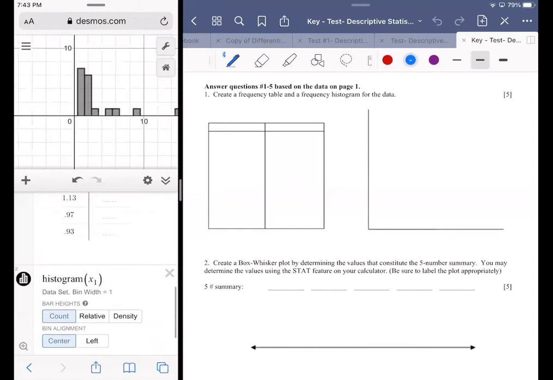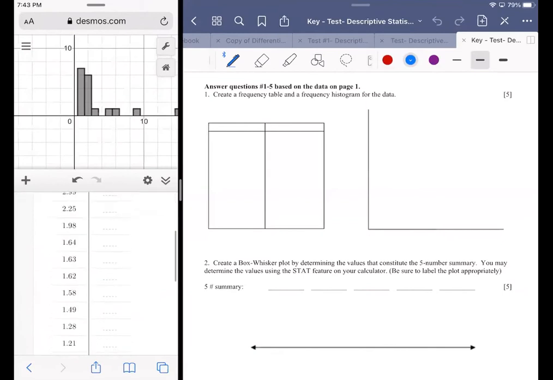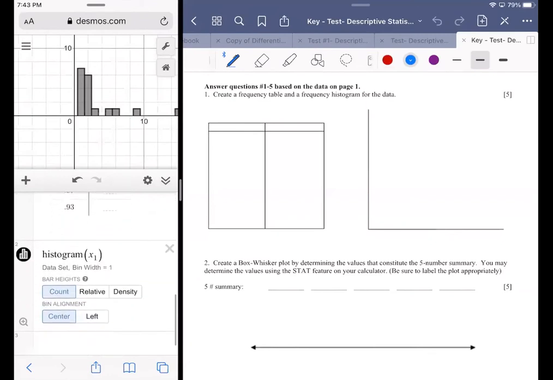I don't like the sound of that. Our lowest value here is 0.93. The largest value is 27.51. We want to have at least 5 intervals. That's something we always want to keep in mind. Whenever we create a histogram, we always want to have at least 5 intervals.